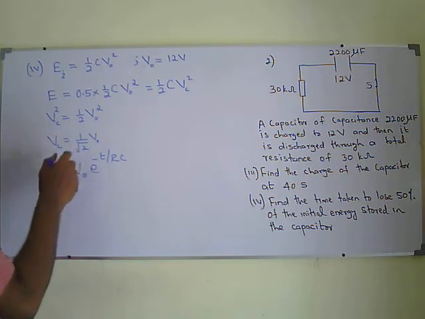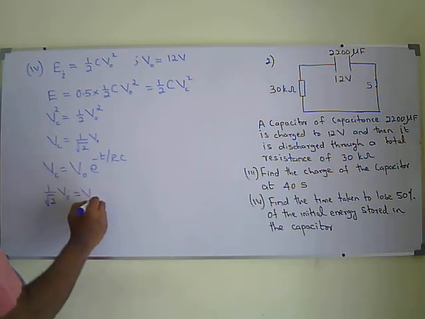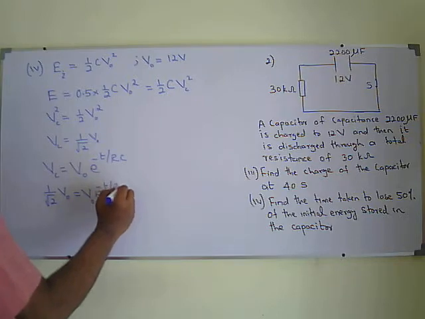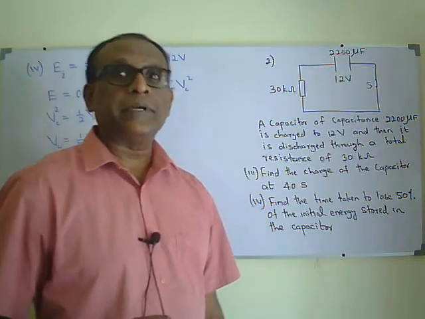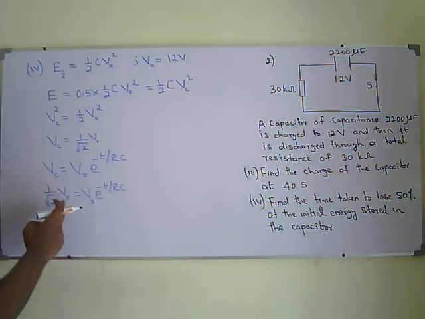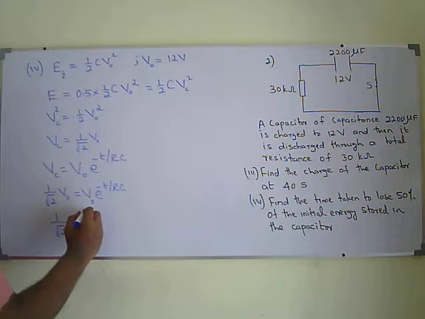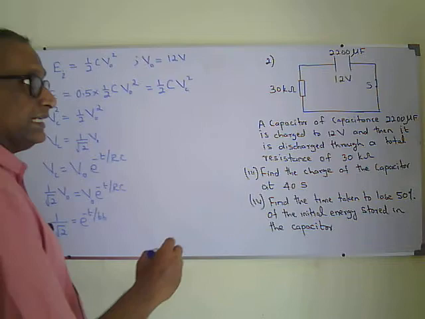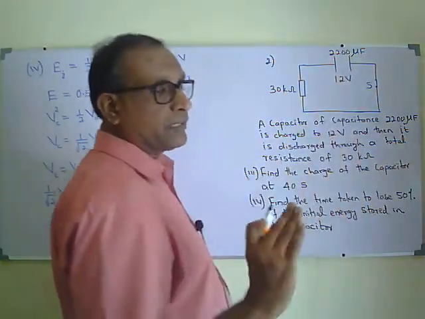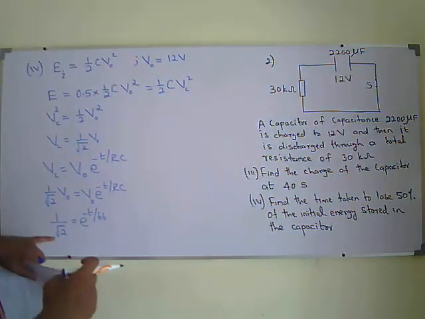Now the VC has become 1 over square root of 2 V0, equal to V0 e to the power minus T over RC. So actually in this question, when it is storing 50% of the energy, it does not depend on the initial voltage because V0 is going to get cancelled. So both sides V0 will get cancelled. So 1 over square root of 2 is equal to e to the power minus T over RC, where RC is 66. So remember that whatever the initial voltage, to lose 50% of it does not depend on the initial voltage.